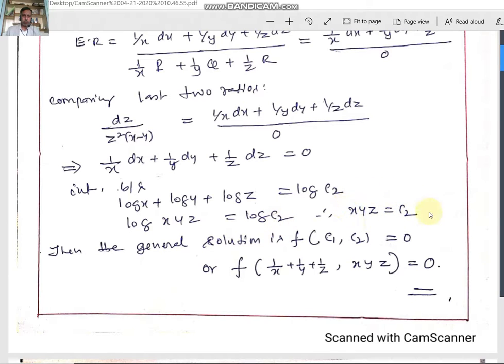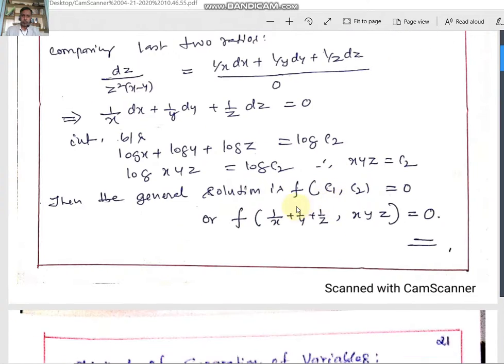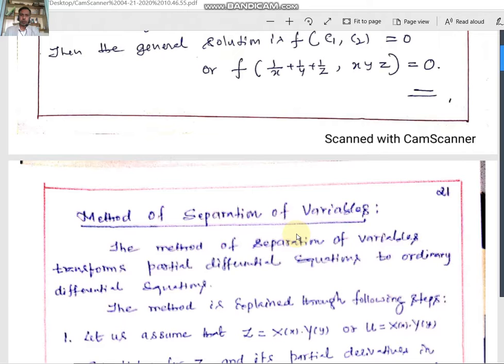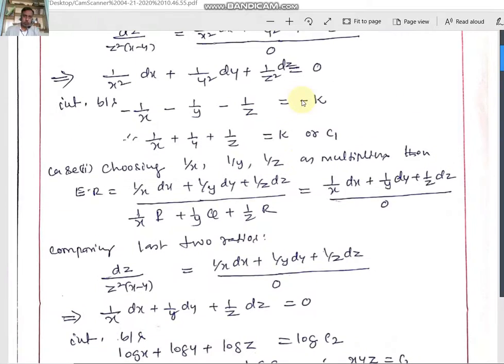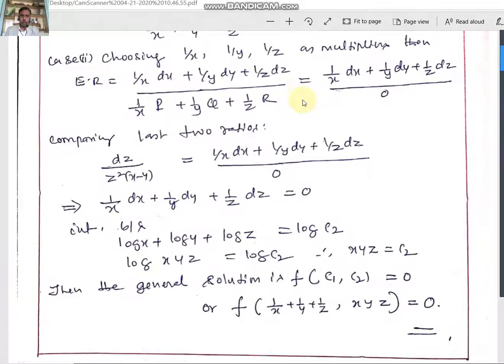So the second function you got. Then combine them as f of c1 comma c2 is equal to 0, or f of 1 by x plus 1 by y plus 1 by z comma xyz is equal to 0. This makes the general solution of Lagrange's linear equation. So these are the examples for solving Lagrange's linear equations.